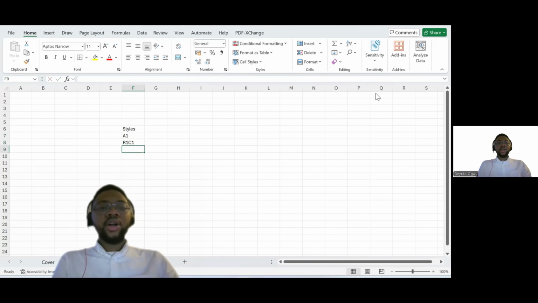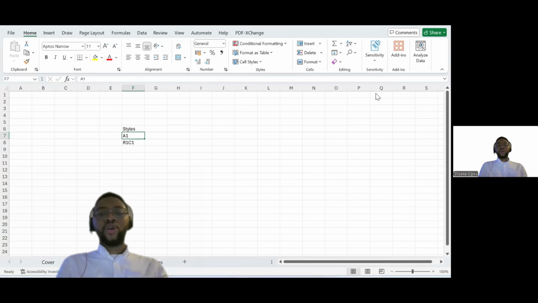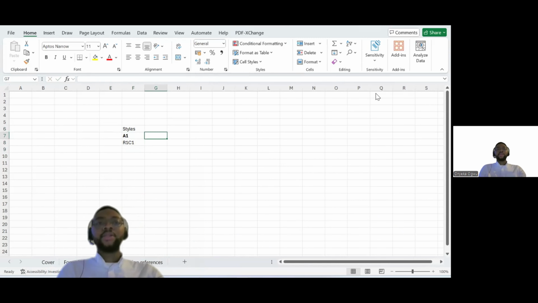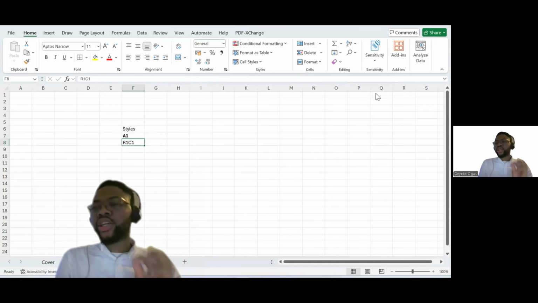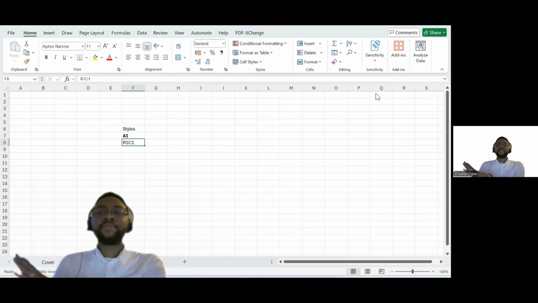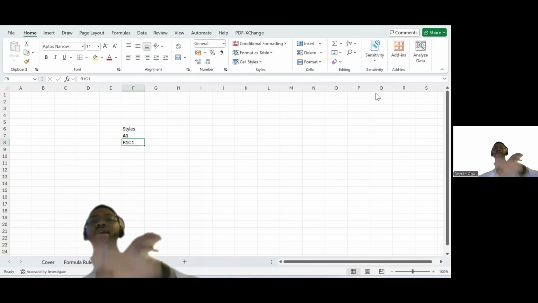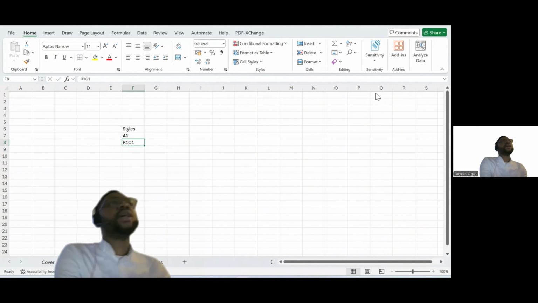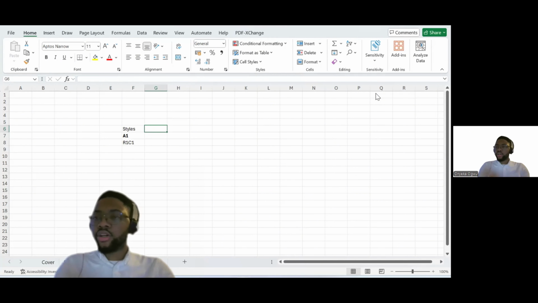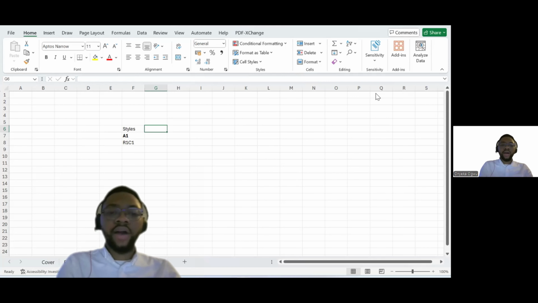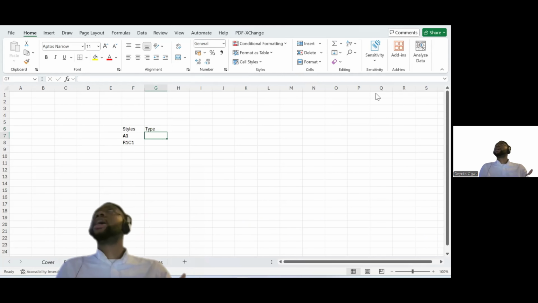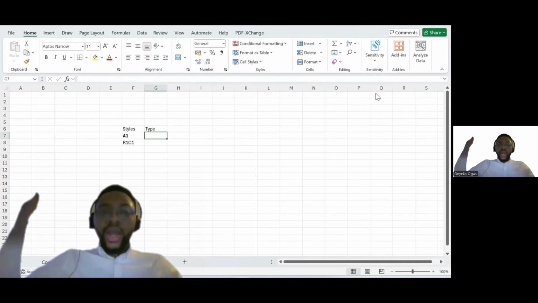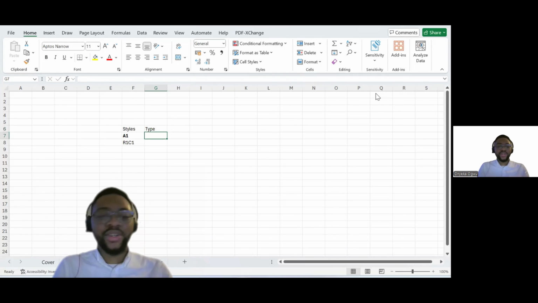But we are only going to be focusing on A1, not R1C1. I may touch R1C1 towards the end when I'm talking about some advanced techniques, but for now, I'm focusing on A1. Now, these are the styles of referencing. Under A1 referencing, we have three or four major, don't worry, I've lost count. We have some major types of referencing.